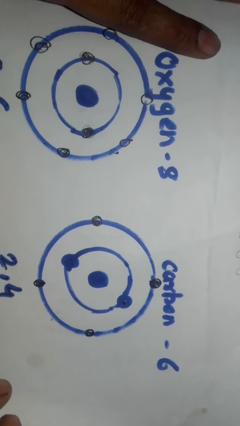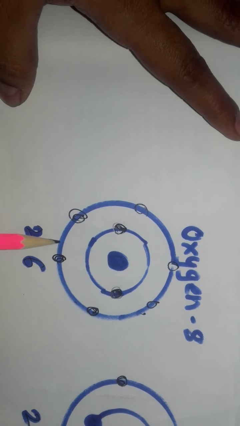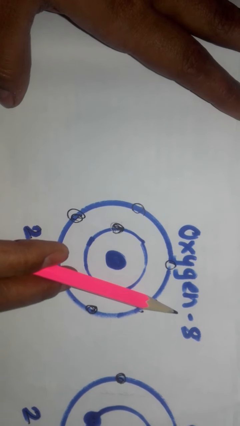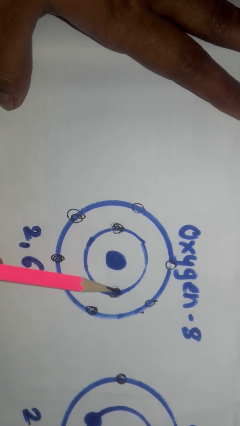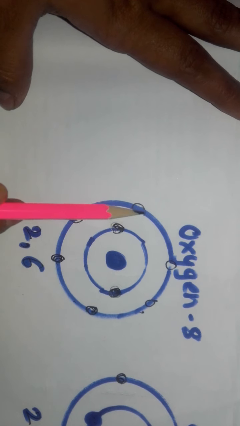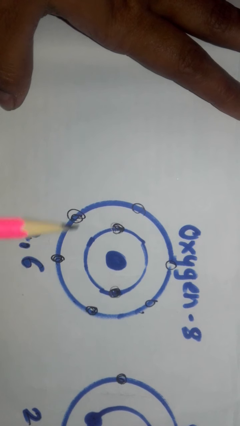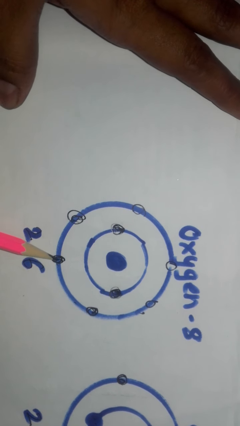Then here the atomic number of oxygen is 8. Then the electronic configuration is 2, 6. 2 plus 6 means 8. 2 electrons will be filled up in the K shell and in the L shell there will be 6. 1, 2, 3, 4, 5, 6. Then we need 2 more electrons to complete this octet rule. Means 2 more electrons are needed, then there will be a complete 8 electrons.